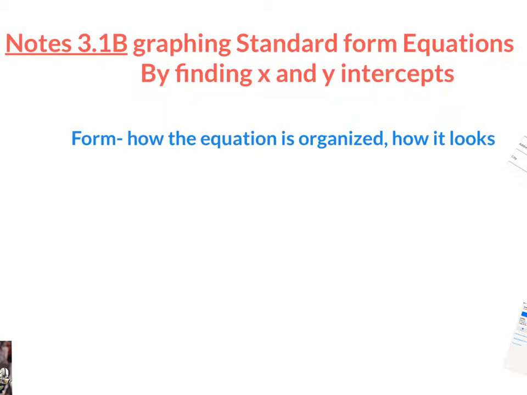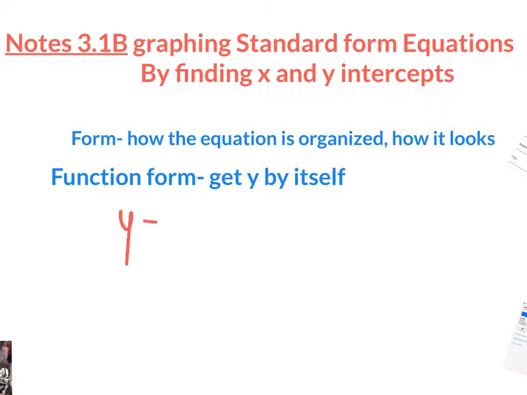Now we already know a certain form. It's called function form. Function form is when you have y by itself, okay? So an equation in function form would be something like y equals 2x plus 1. The y is by itself on one side of the equal sign. It's in function form. It's the way that it's organized, okay?